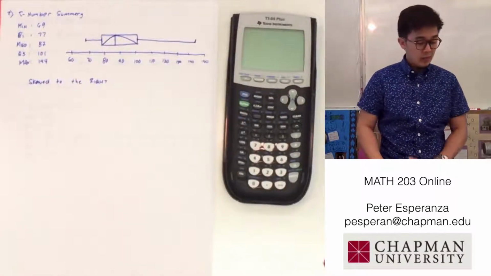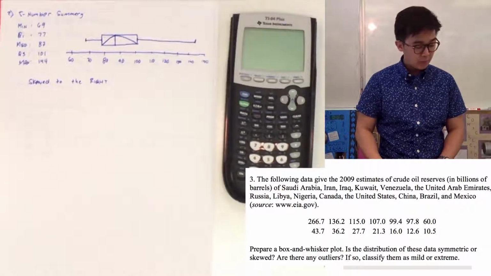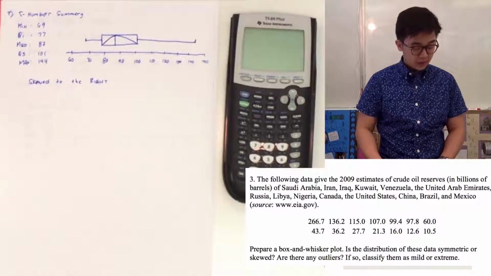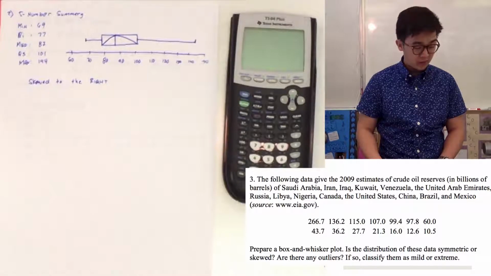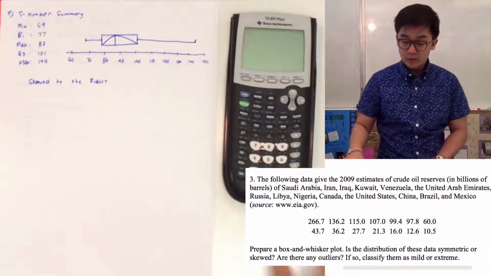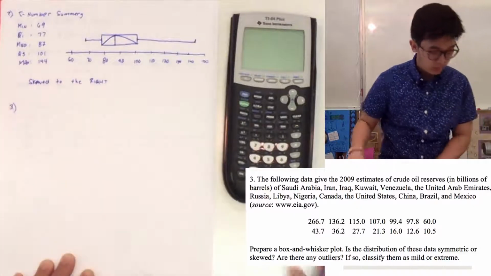paper right here. So for the second problem, we're supposed to find the box and whisker plot of this distribution and check if the data is symmetric or skewed, if there are any outliers, and classify the mild or extreme outliers in this particular distribution. So from our TI-84, we're working on problem number 3 right now.